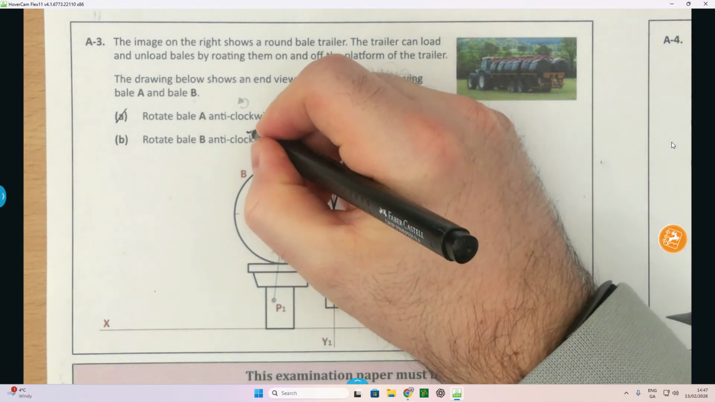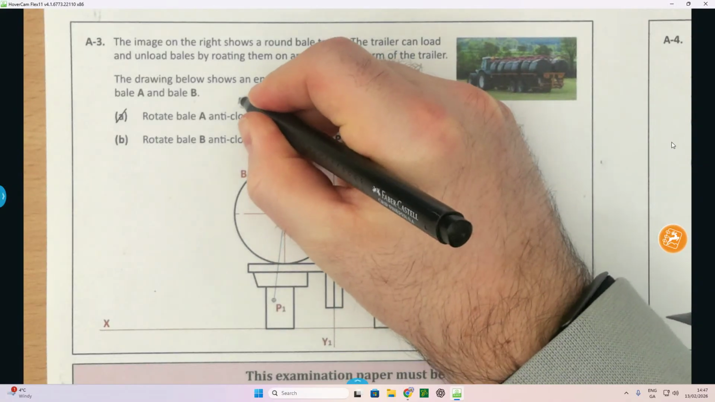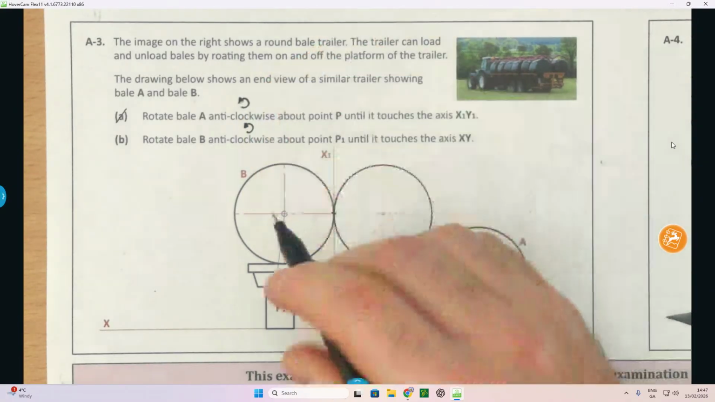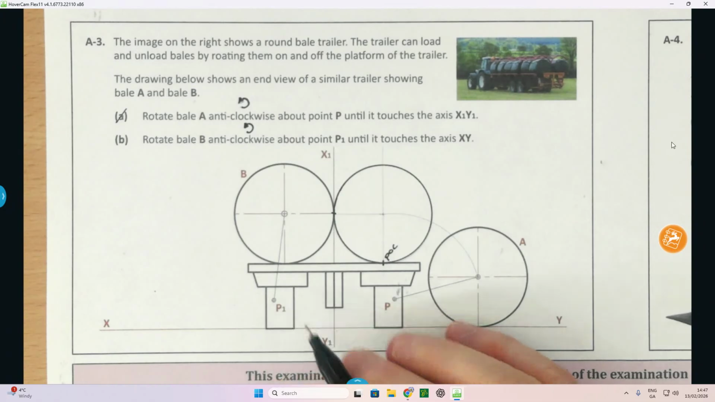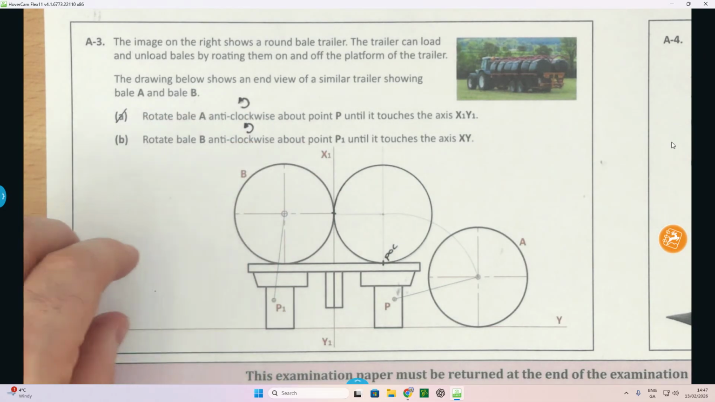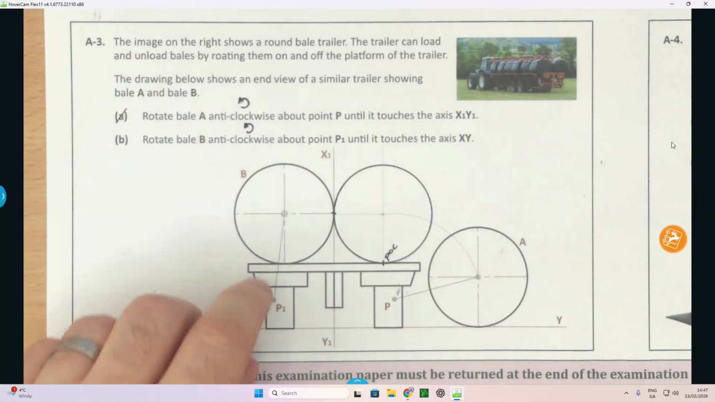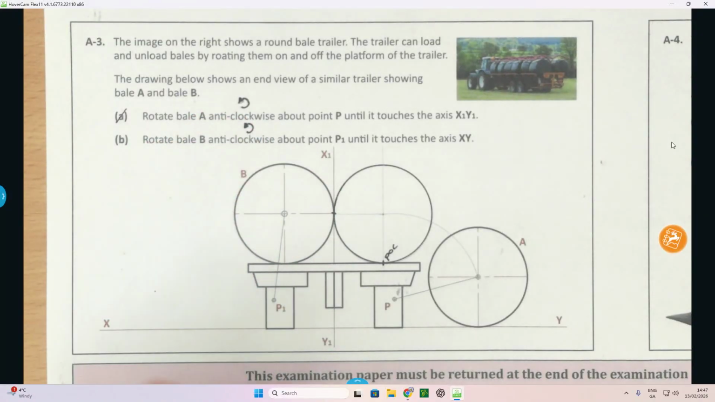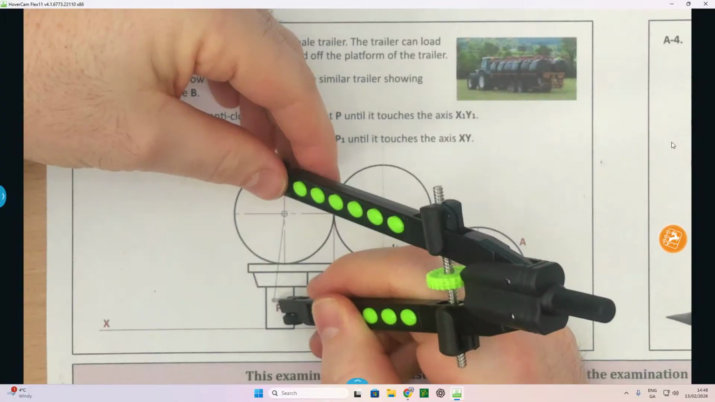So we're actually going back in the same direction, like the first one. We're going anti-clockwise about point P1 until it touches the XY line. So basically what they're saying is bring it down here. They're basically just giving us a set of instructions to rotate it until it touches the XY line. Now, what I'm going to do here is I'm going to rotate that. So I'll actually start the rotation first this time.